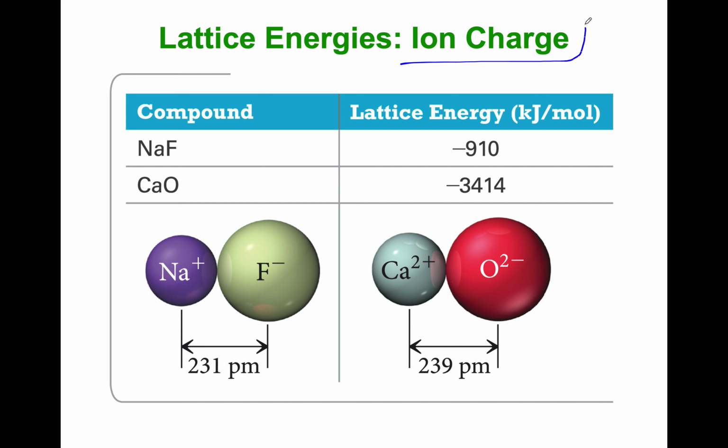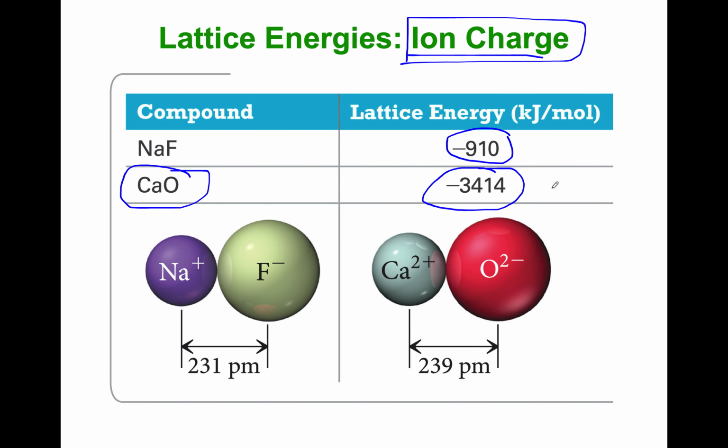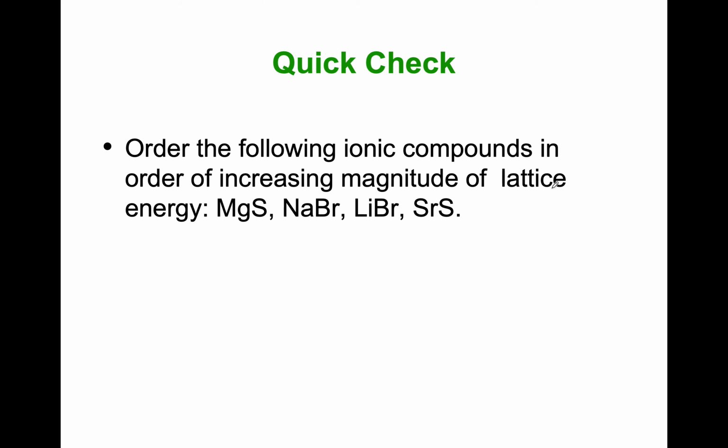It also depends on the charge. Size means the distance between the charges, and then there is the actual magnitude of the charges. You can see calcium +2, oxygen -2, a massive difference in magnitude between calcium oxide and sodium fluoride. With these two key things, you can address this problem: put these in order based on the magnitude of lattice energy.